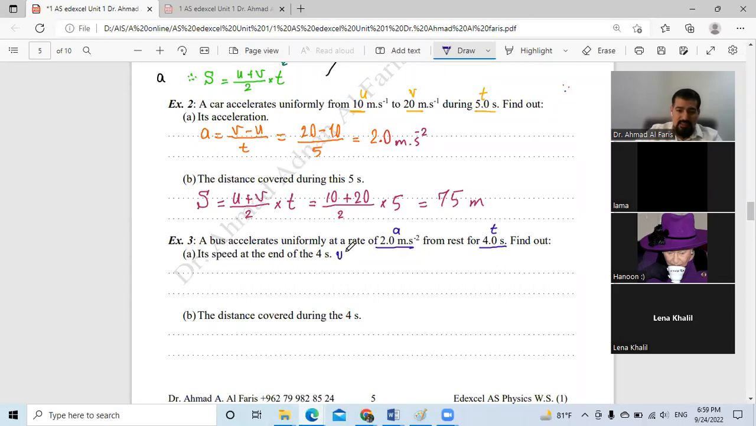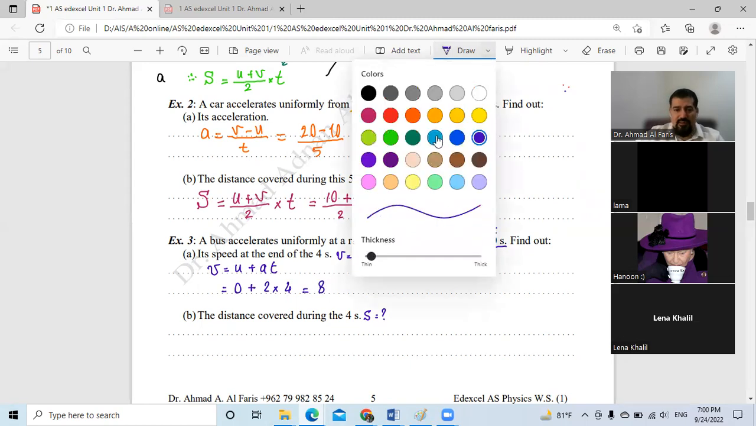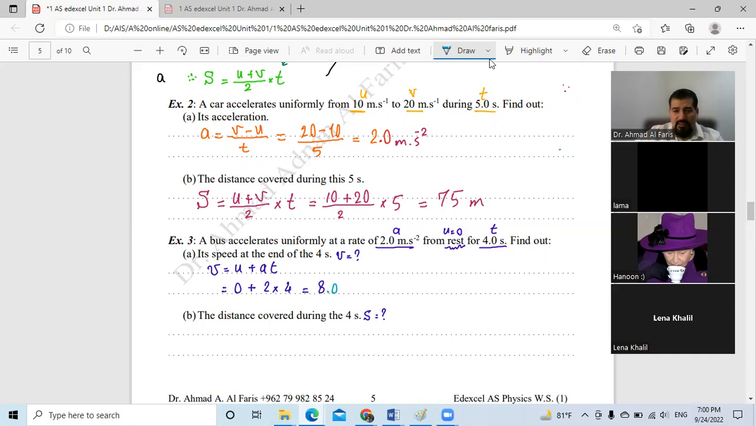That means they ask about the final speed, v equals, and find the distance covered, s equals. Who can tell me what is the hidden information that's written in the question and we know it? Exactly, from rest. From rest, that means u is equal to what? To 0. So I will use the equation v equals u plus at. From rest, u equals 0, plus the acceleration, which is 2, multiplied by the time, which is 4. And my answer will be 8. Again, I will not leave it as 8. I'll write 8.0, and also I'll write the unit, which is meters per second.